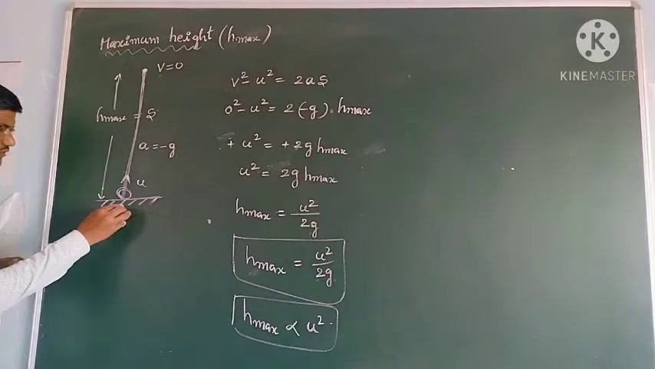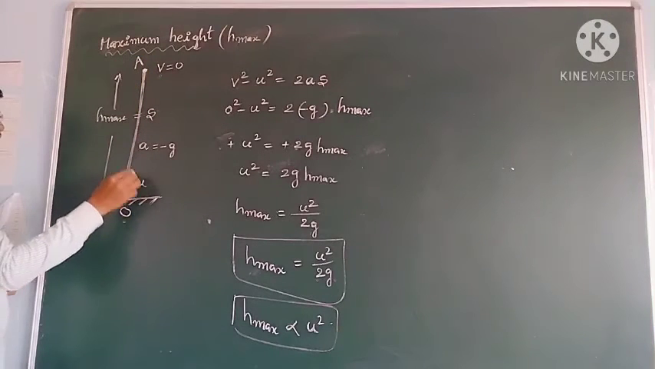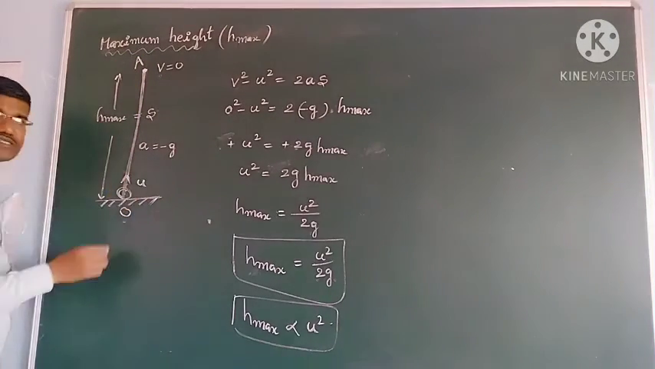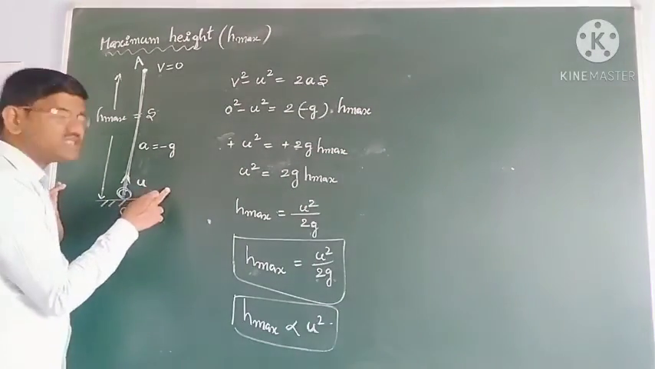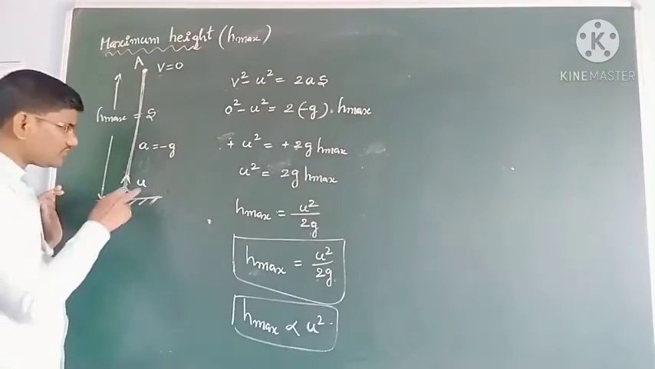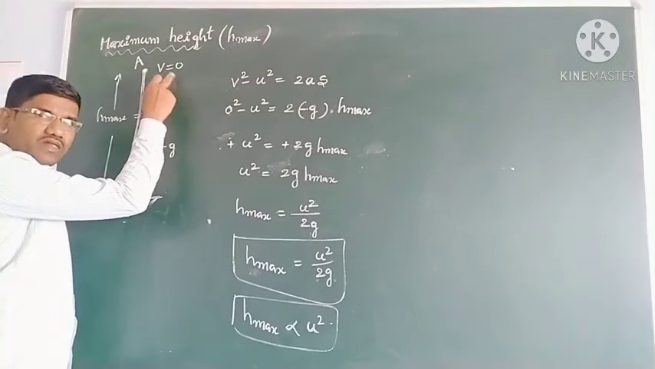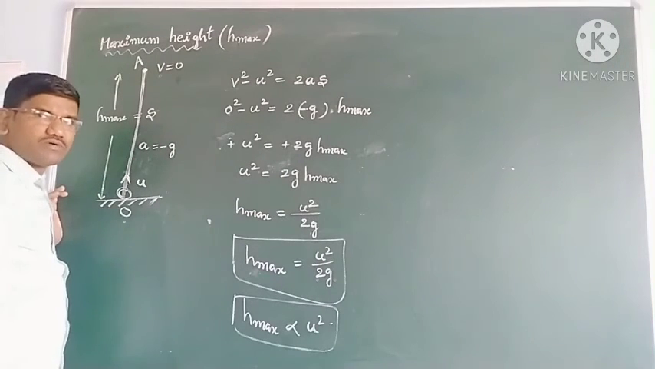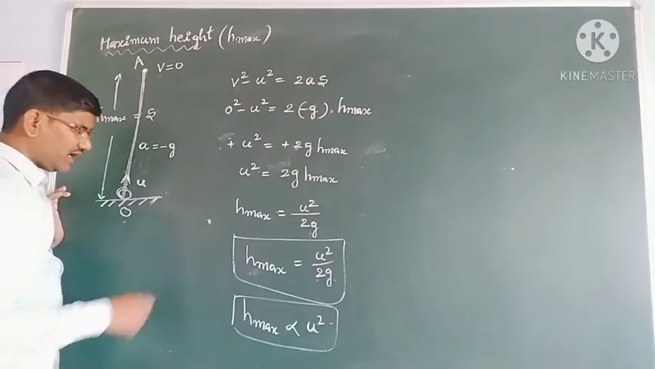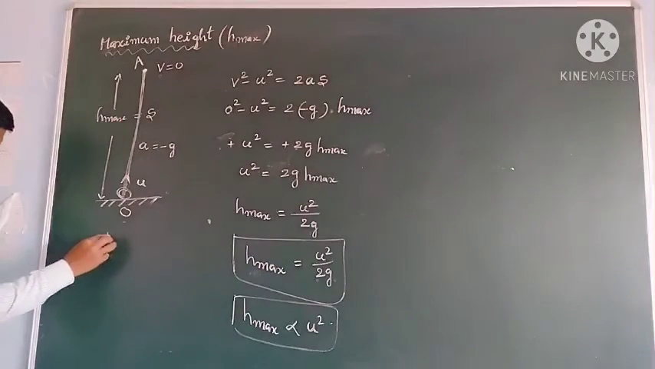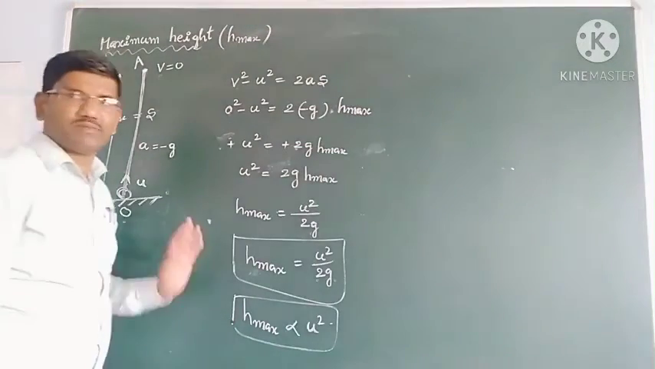So see students, we projected from O, it reached A, and as it is going up, its speed goes on decreasing. If it has reached the maximum height, at the maximum height final velocity is equal to 0, you know that. The time taken to reach this maximum height is called time of ascent, and the time of ascent formula we got, u by g, and this is the h maximum.